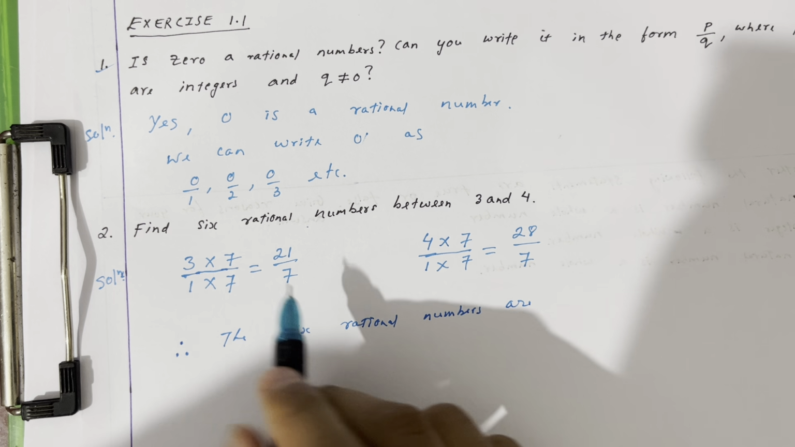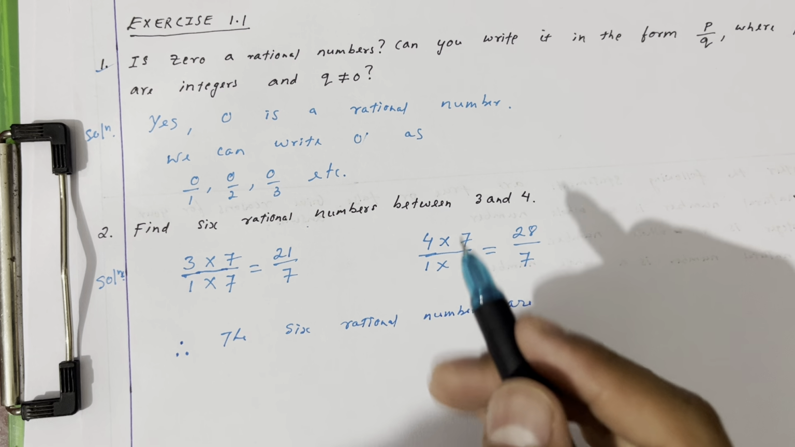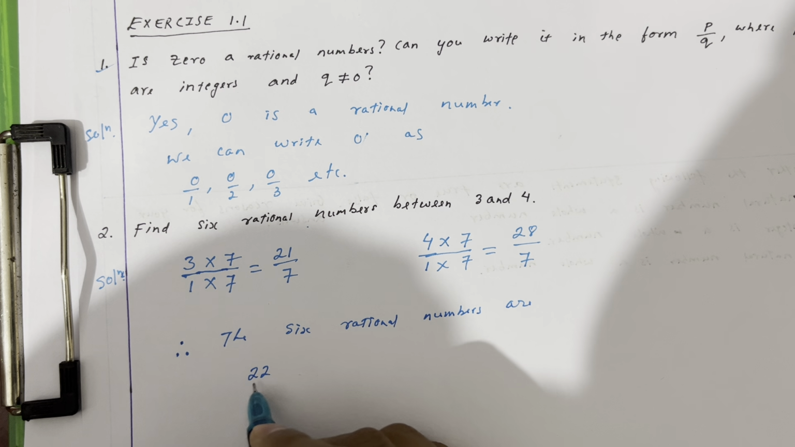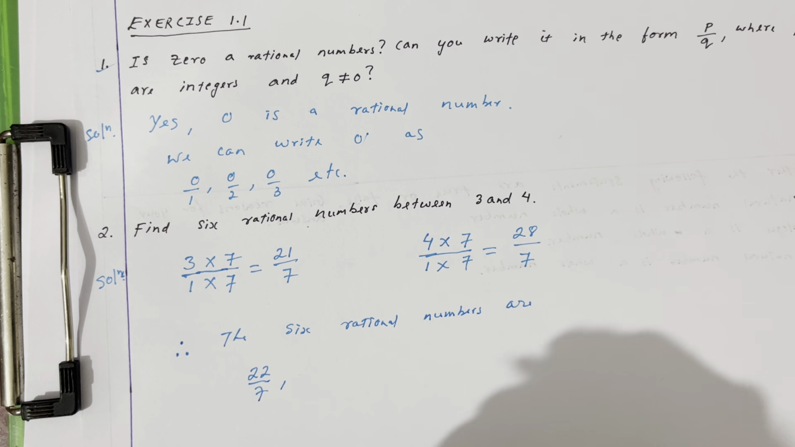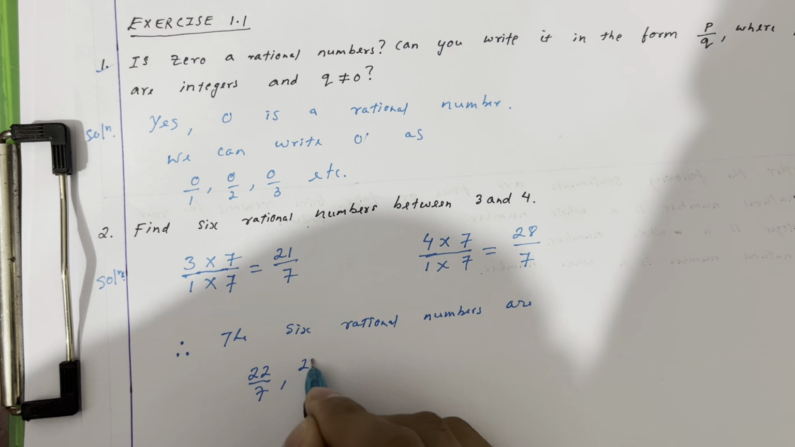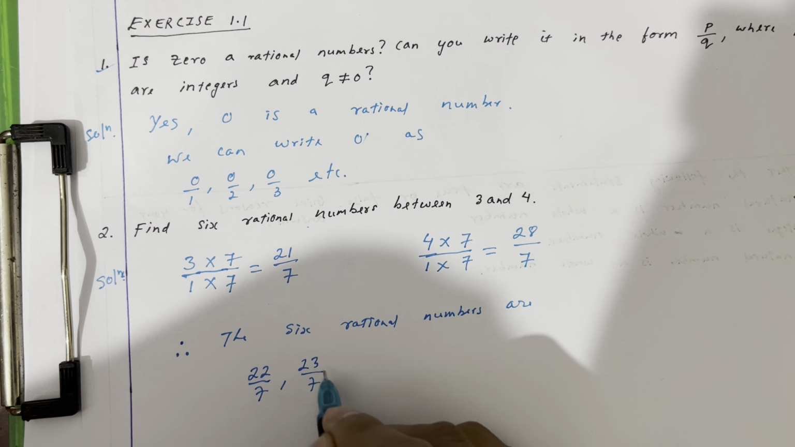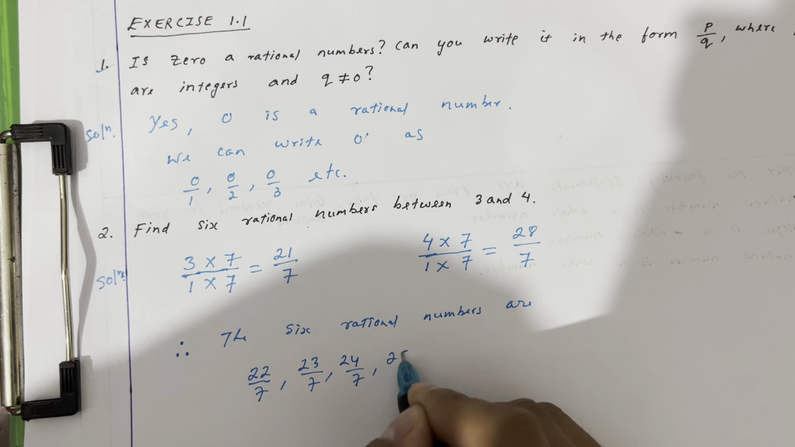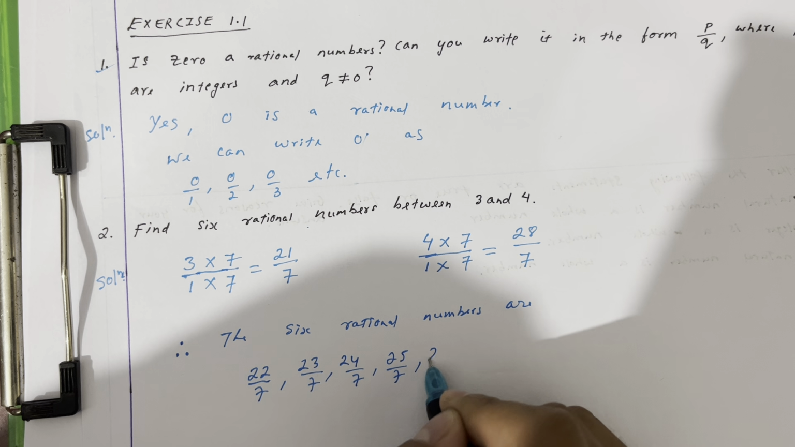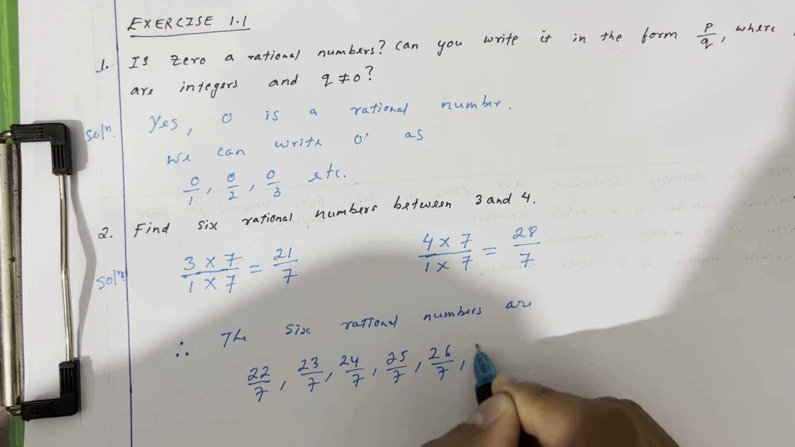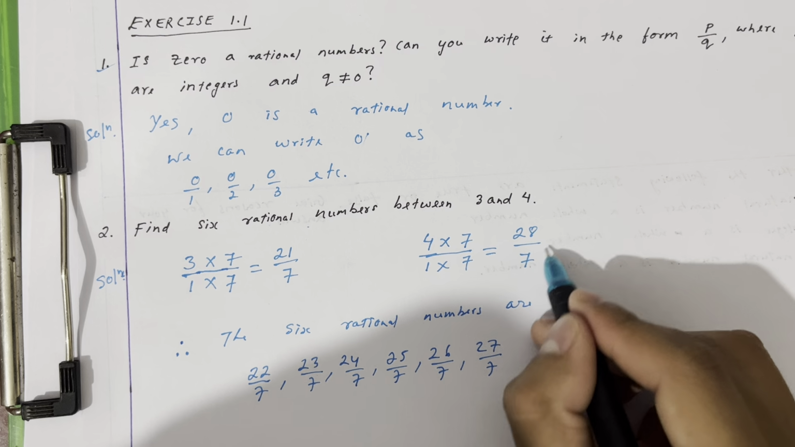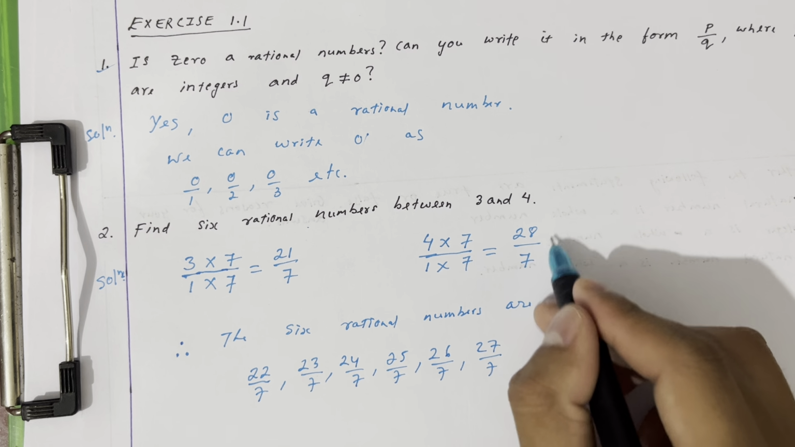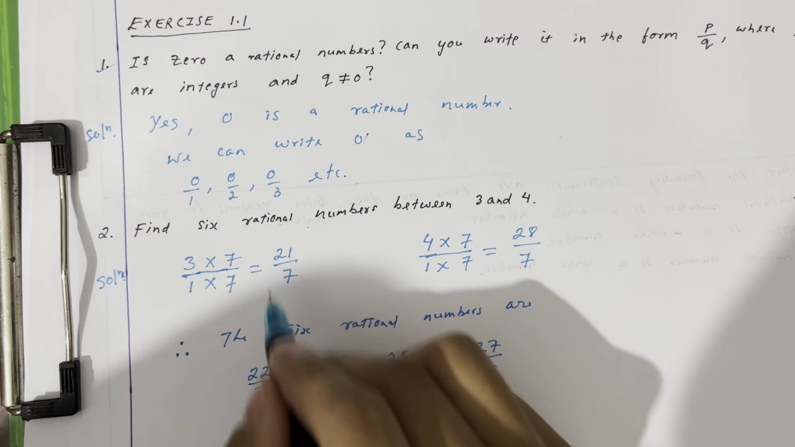Are, okay, then 21, what comes next? 22. Okay, 22 by 7, and then what comes next? 23. Then you write here 23. What comes next? 24. Then right here 24 by 7, then 25 by 7, then 26, then 27, till here 27. Now what comes next? 28. Make sure this one you don't write. This is not included.